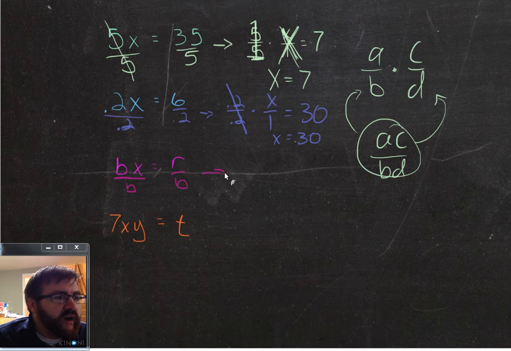Why can't I just do this? Because I can rewrite this as b over b times x over 1. B times x, bx. B times 1, b. And b divided by b is 1. This is 1. This is just x.